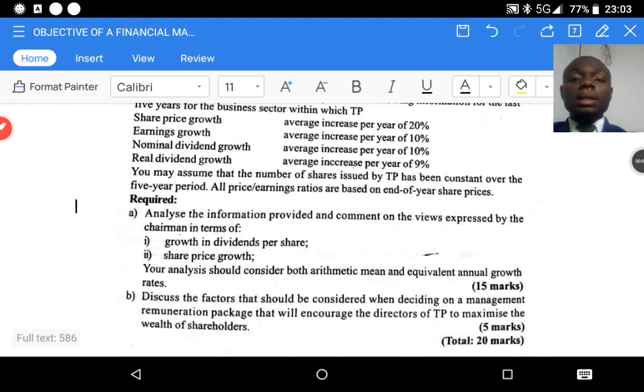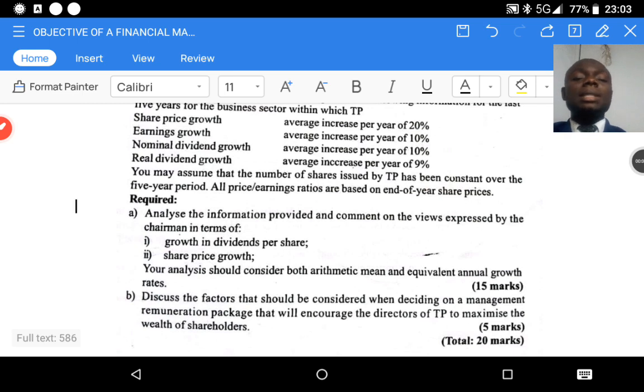We are here to complete this question on the analysis. Your analysis should consider both arithmetic and equivalent annual growth rate. In my previous lecture, I examined the growth in dividend per share and also the share price growth. Please go back to my previous video so that you can understand this better. So now, in today's video, I'm going to examine the arithmetic mean and also the equivalent annual growth rate.